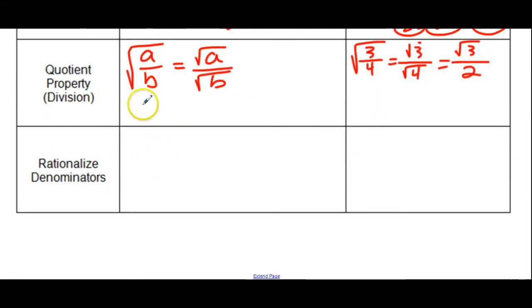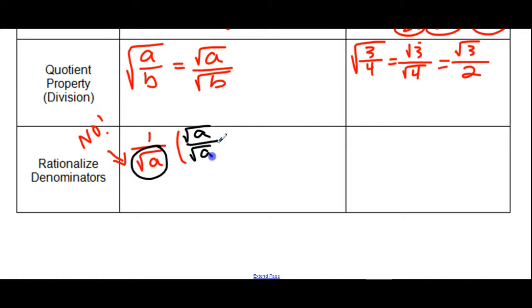The last part is rationalizing the denominator. That means if we have some number up here, which can be a square root or whatever, but we have a radical down here, this is something that we can't have. This is a big no-no. So what we're going to do is take that bottom number, whatever that bottom radical is, and multiply it to the top and multiply it to the bottom.